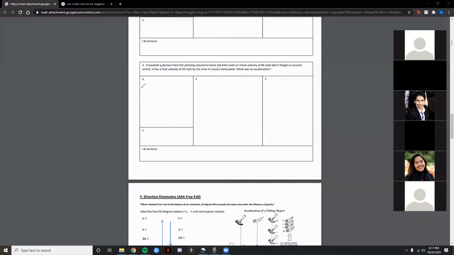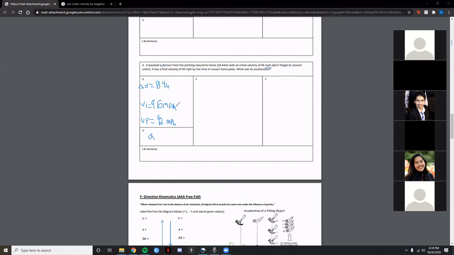18.44 meters. All right, so I'm just gonna write down her displacement was 18.44. With the initial velocity, we have miles per hour. Initial velocity, V of I, equals 96 miles per hour. It has a final velocity of 92, so V of F equals 92 miles per hour. By the time across some plate, what was the acceleration? So we're trying to find acceleration.